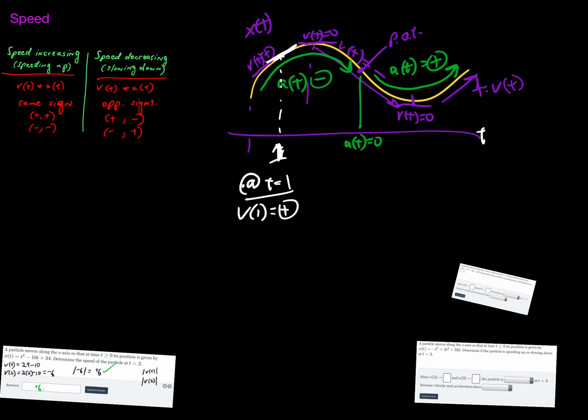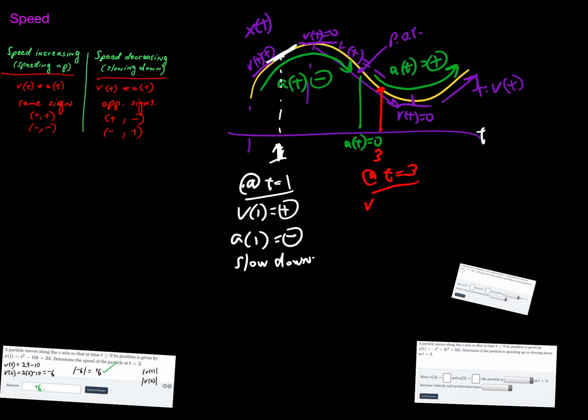It's going uphill, the slope. And the acceleration at 1, well, it's curving downward, which means it's negative, which means it is slowing down at time 1. Let's pick another random point. Say I pick right here, and we'll call that time 3.